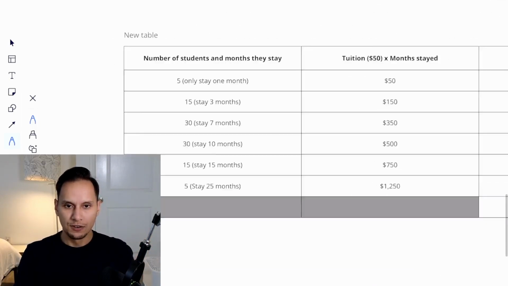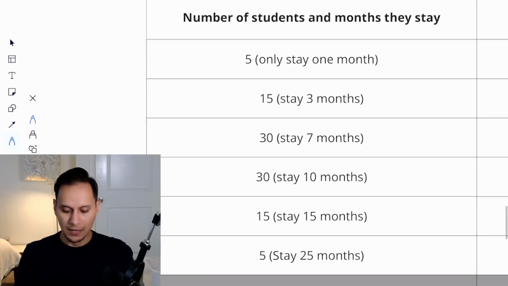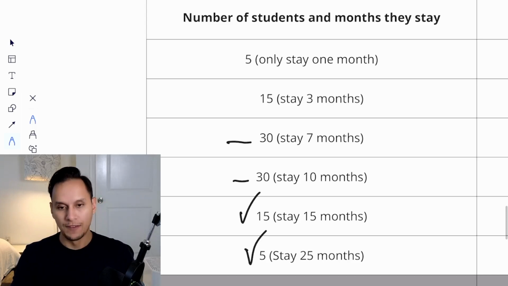So what I've done here is I've created this table to show you what would happen in this scenario. Let's just say 5 of the 100 students stay with you for 1 month. Then you have 15 that stay with you for 3 months, and so on. You have 30 who stay for 7 months, 30 who stay for 10 months, 15 who stay for 15 months, and 5 who stay for 25 months, okay?